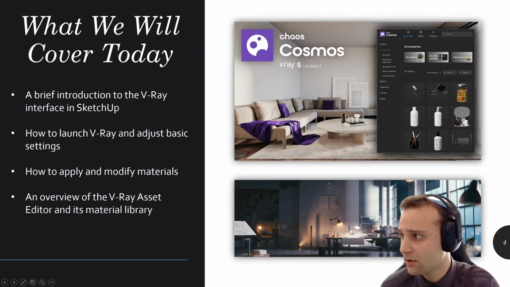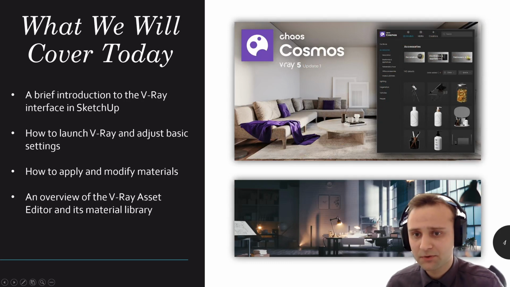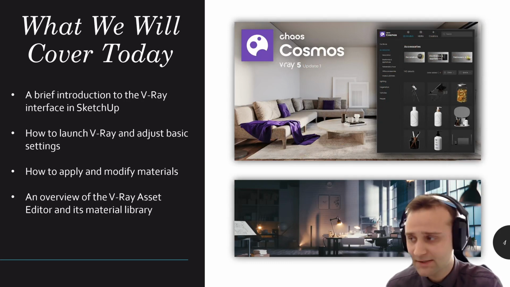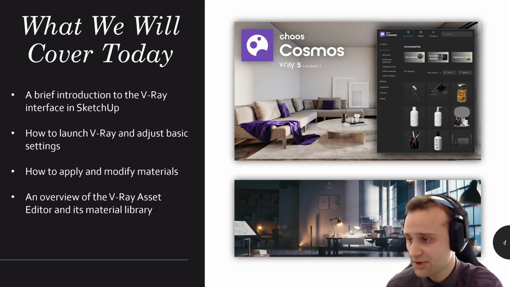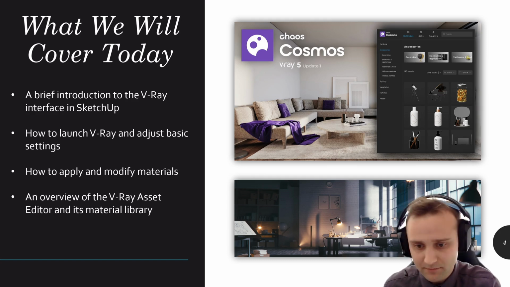Okay, so in today's session we'll go through the basics of working with V-Ray inside of SketchUp. We'll have a brief introduction to the interface. We'll find the key tools. We'll see how to launch V-Ray and adjust the basic tools, import and apply materials, and get an overview of the asset editor and material library. The material library is a huge one, so let's jump into SketchUp and show you.